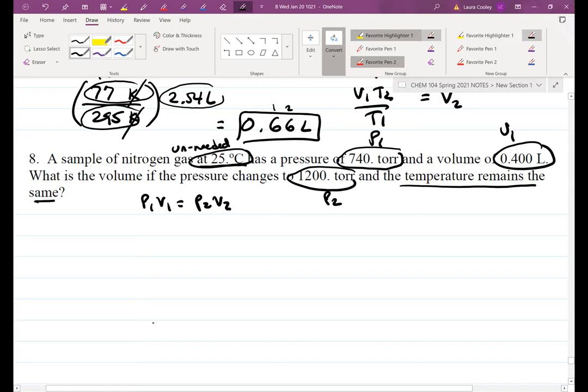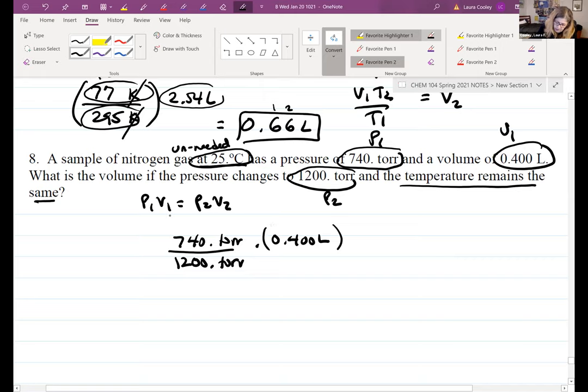So is it 740 divided by 1200? Right. And then you multiply by the 0.400? Yeah. Okay. That makes a lot more sense. Because if you solve for V2, you would divide both sides by P2. Okay.